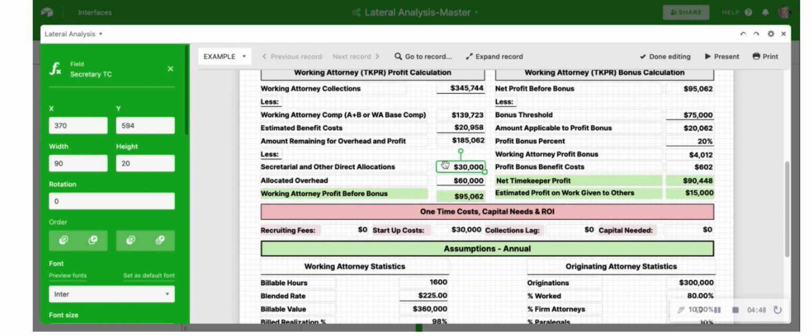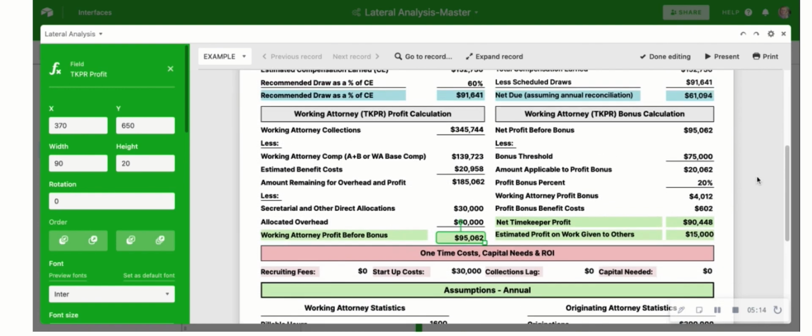And the overhead numbers here, this is secretarial overhead, and this is allocated overhead. These are numbers that you'll typically give us, or we can calculate for you. You can use a model, or you can try to actually base it off of how you've allocated overhead in the past. But these numbers are also variable. And then once you subtract those out, you get the working attorney profit before you decide to allocate a bonus.